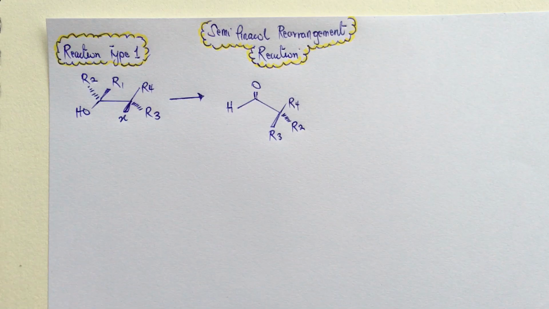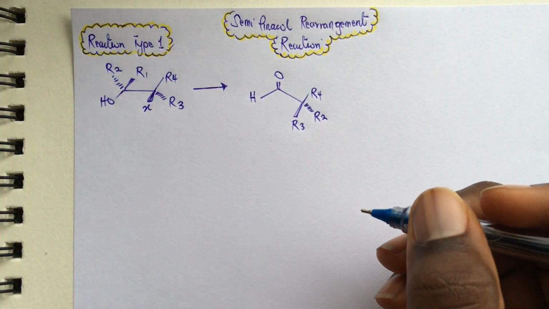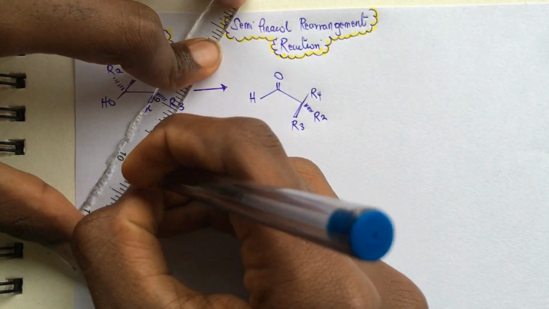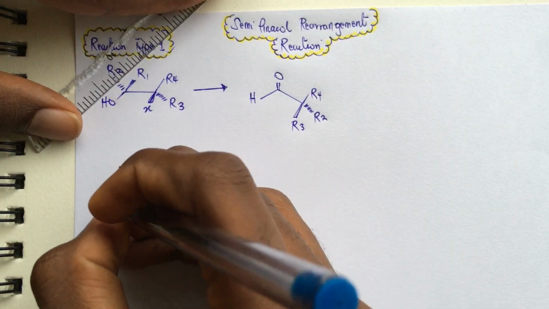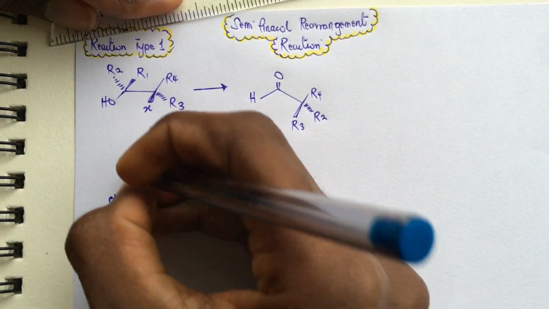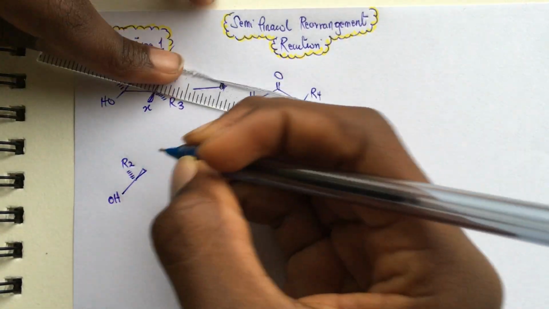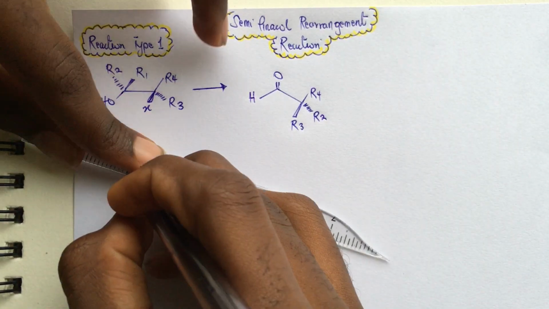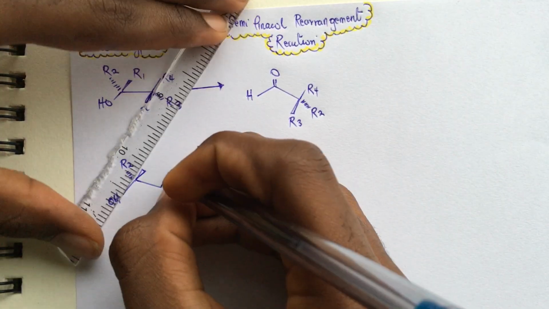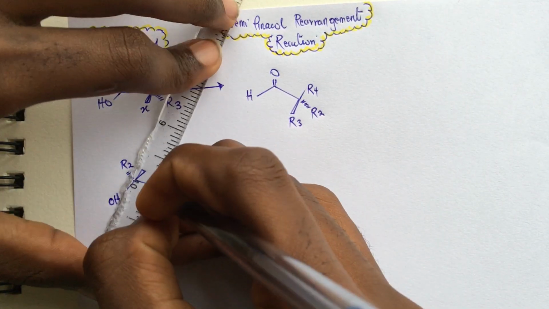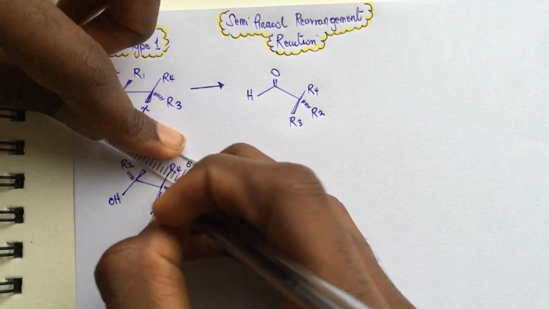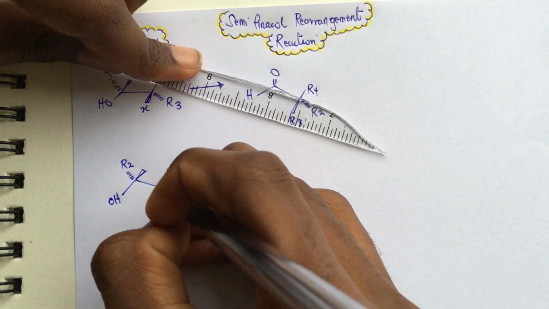I'm going to draw my same starting material here. I'm having my OH, and on this side I'm having my R2. So look at the regioselectivity of everything that I'm doing, so that everything will be simple. Just look at it very carefully. This was my X, and now this is my R3.